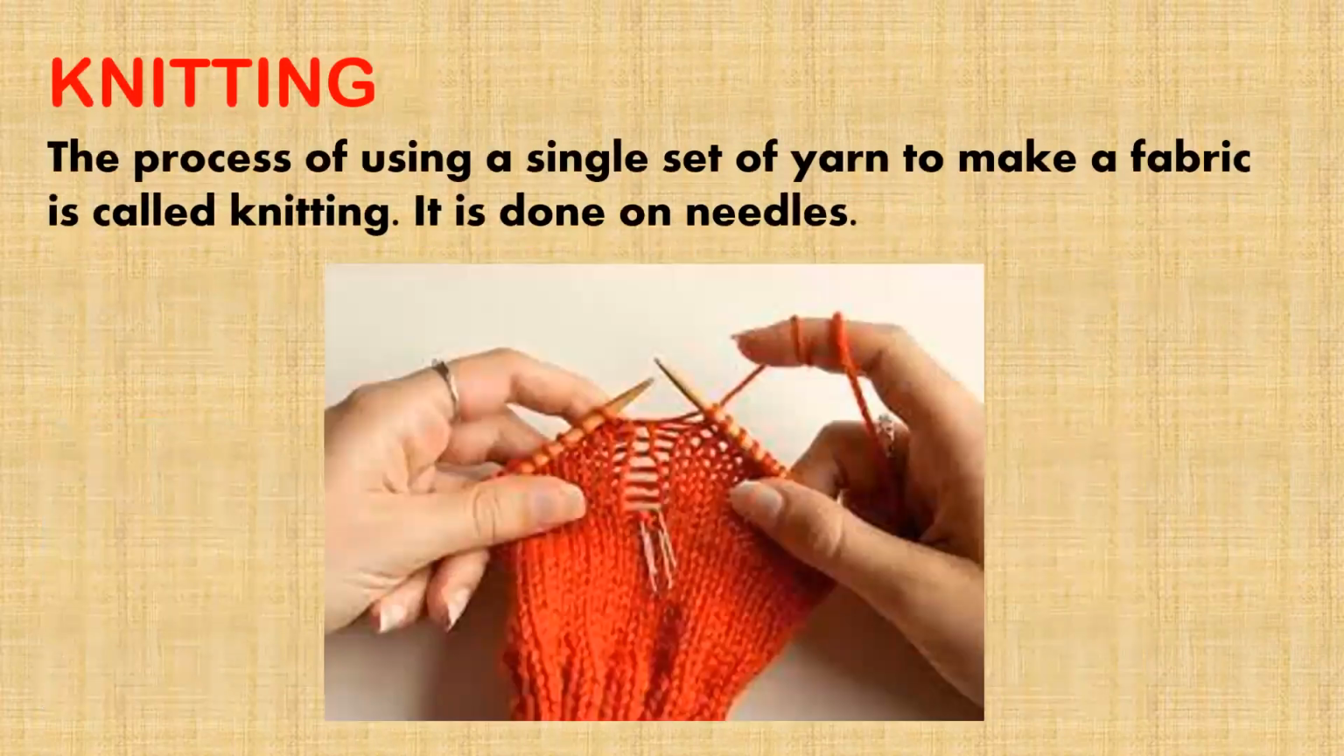Now we finally reach knitting, and knitting is the process of using a single set of yarn to make fabric. It is done on needles. You must have observed your grandmother making woolen clothes for you. They use 2 needles to do so, and that process is called knitting.